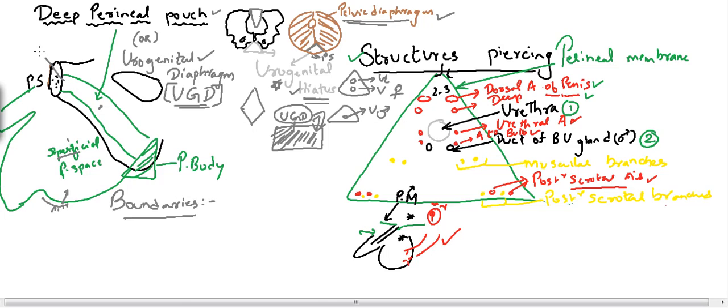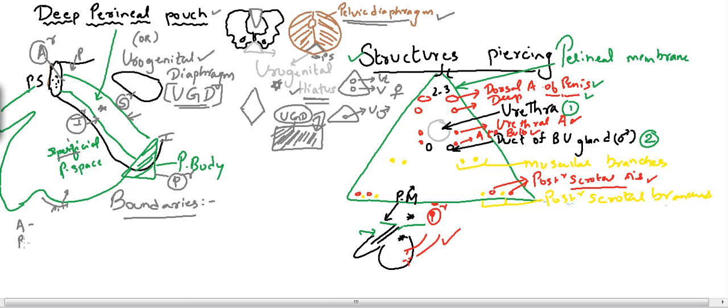Anteriorly, it is the posterior surface of the pubic symphysis. Posteriorly, it is the perineal body in the midline. Superiorly, it's the superior fascia of the urogenital diaphragm. Inferiorly, it is the inferior fascia of the urogenital diaphragm. On either side, this is the ischium, the black color of bone I'm talking about here, and this one is the pubis. On either side, it is the ischiopubic ramus.